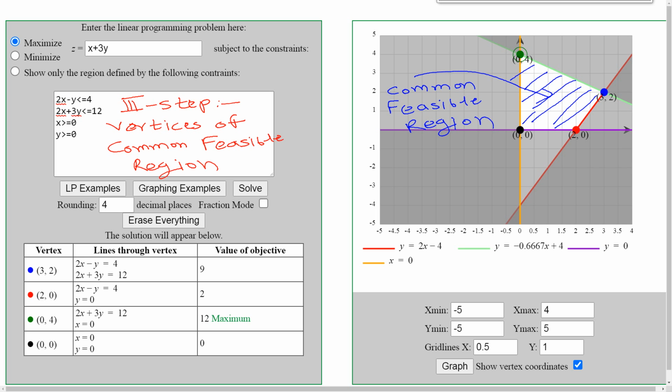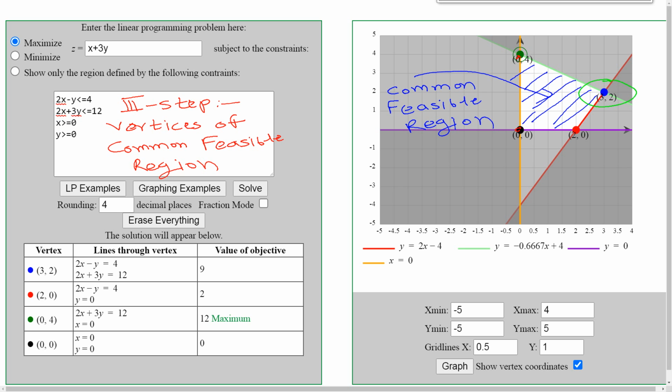How to determine vertices of the common feasible region? Most of them are already determined while plotting lines. So you can see we have the origin, we have point (2, 0) on the first equation, and we have point (0, 4). Now the only point which is to be determined is (3, 2). How are we getting (3, 2) as a vertex? It may be geometrically clear, but we have to determine it precisely by algebraic methods.